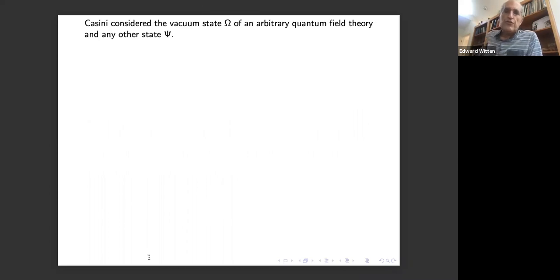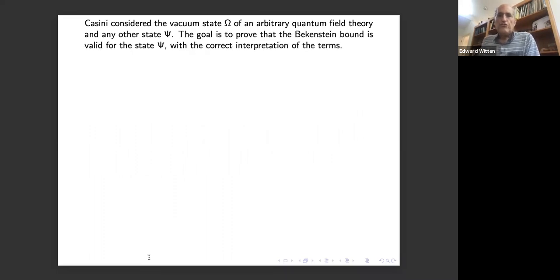So he considered the vacuum state omega of an arbitrary quantum field theory and any other state psi. The goal is to prove that the Bekenstein bound is valid for the state psi with the correct interpretation of the terms.